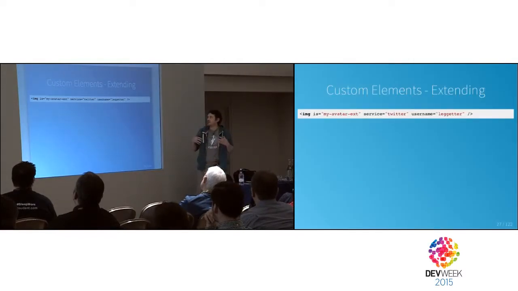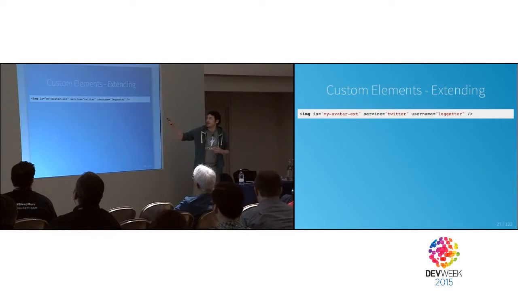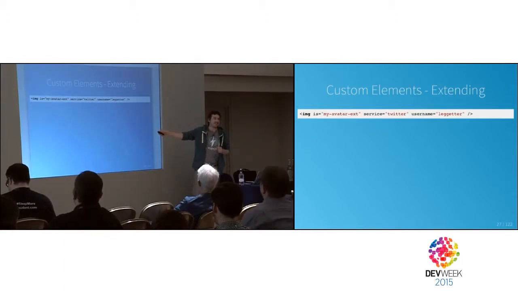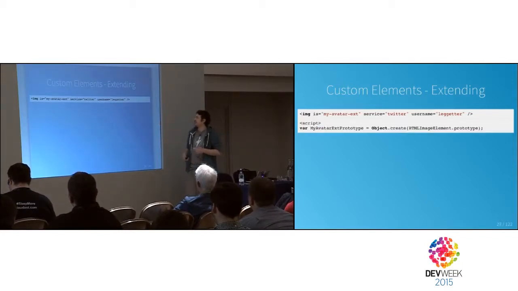So you can do that by defining these custom elements, but you can also extend existing elements that exist on the web already. So we can say that an image is, this is a new definition that I've created, my avatar X, so I'm extending this image. There's nothing specific about this X, it's just I've defined it in a different example. And therefore I can put my service and username attributes on the existing image element.